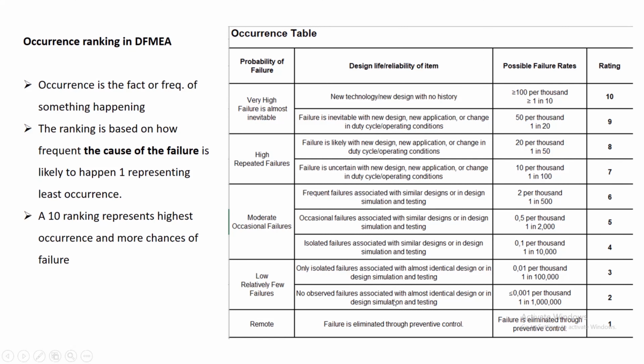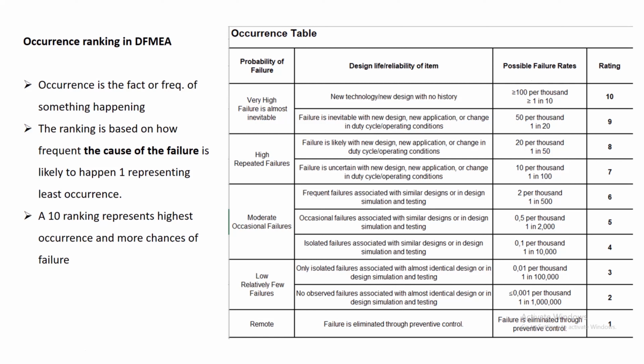Let us see the first rating, where it's remote, which is non-occurring. Failure is eliminated through preventive control. That's the possible failure rate. Now, if I explain the probability of failure, that is remote, low, moderate, high, and very high. Design or life or reliability of the item. Here we are looking at how it is observed and the frequency at which it is observed. Possible failure rates define the quality or the failure rates that are being identified both internally and externally.